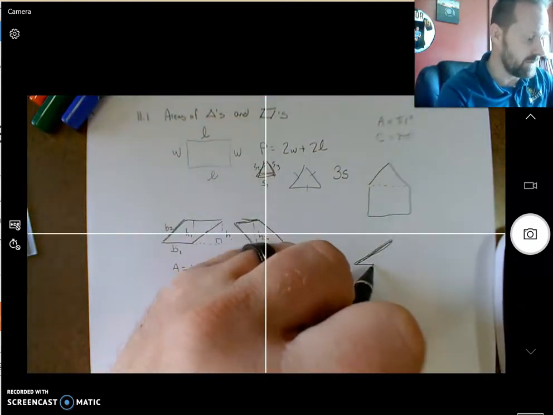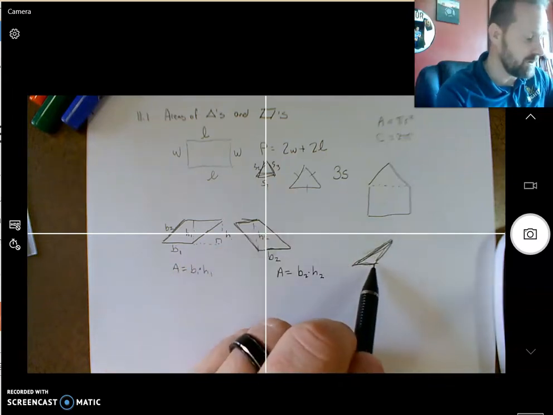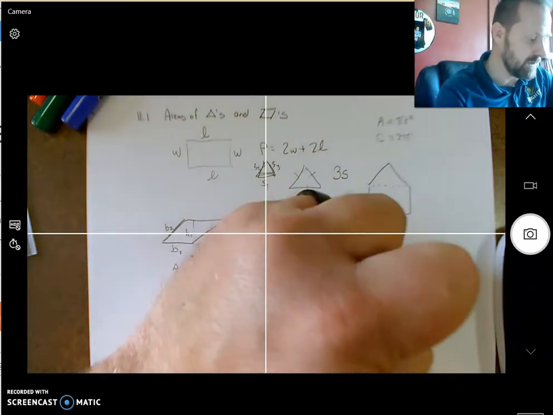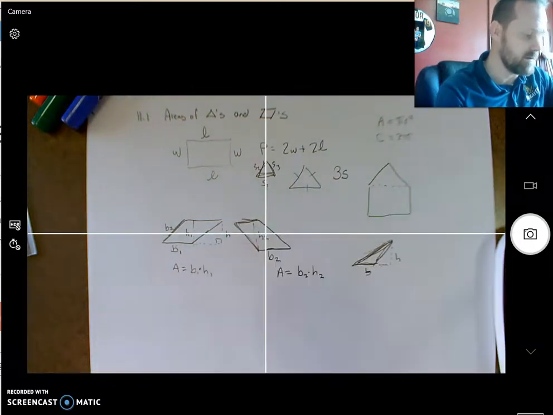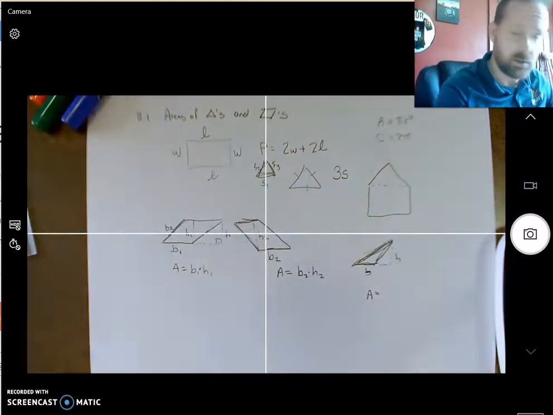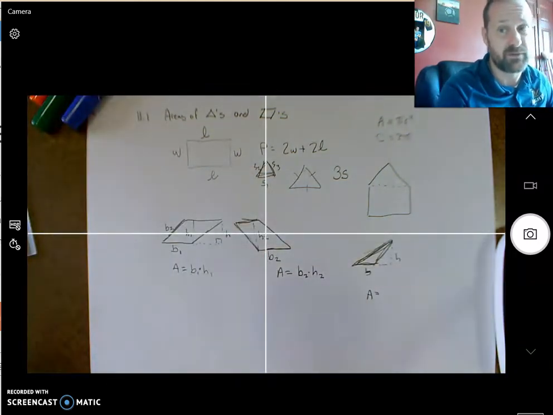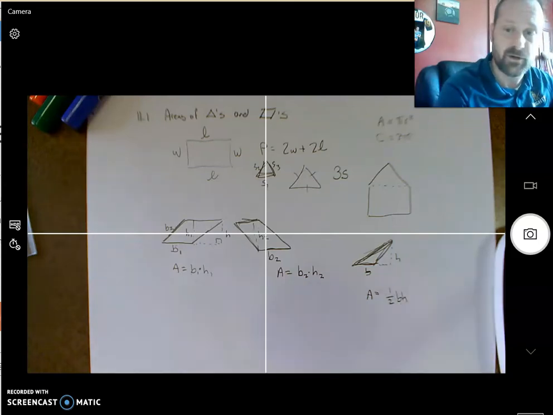If you have a triangle like this, what's the height? Well, the height could be this. That's the height, and there's a base there. The formula for a triangle is very similar to a parallelogram. I'm not going to go through the proof of it. It's a pretty good proof, but it's 1/2 base times height. You probably already know this.